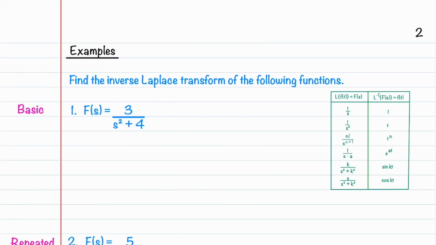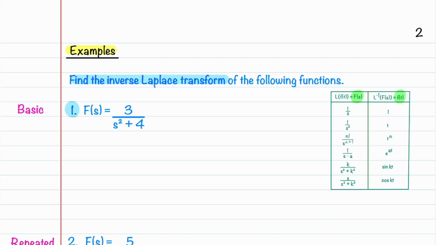We're going to walk through 4 examples step by step where we'll find the inverse Laplace transform of a function. To make things easier, I've written down a table with inverse Laplace transforms. On the left, we have capital F of s, and on the right, we have little f of t, which is the inverse Laplace transform. Let's look at our first example. We're going to find the inverse Laplace transform of 3 divided by s squared plus 4.